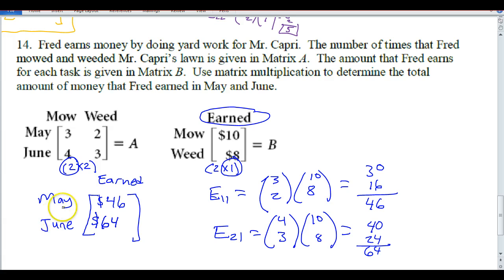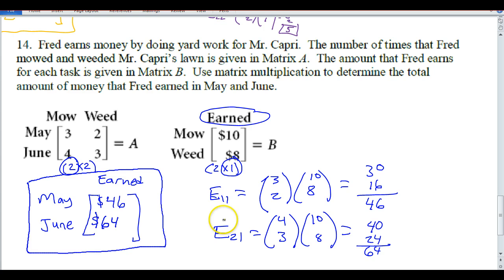Alright, so that means in May he earned a total of $46. In June he earned a total of $64. So that's the total that he earned in May and in June. The way I read the question, that's what I think that they were trying to find out.